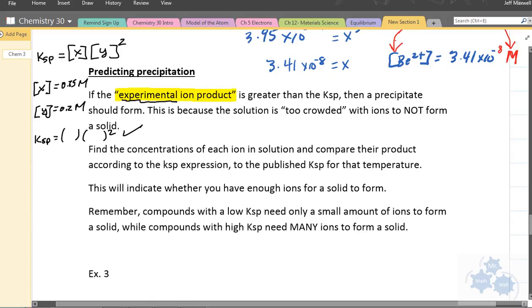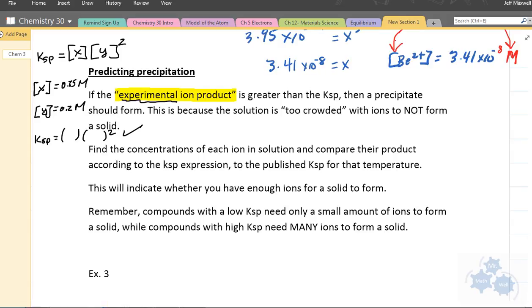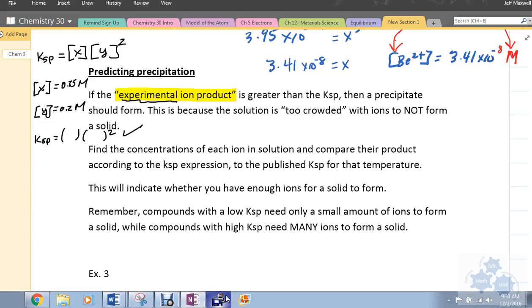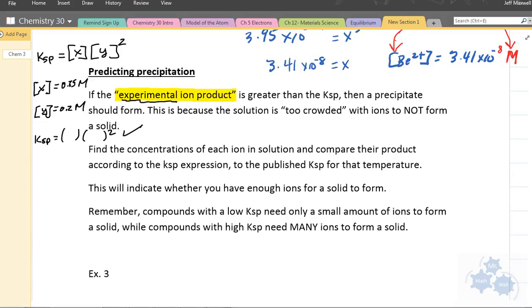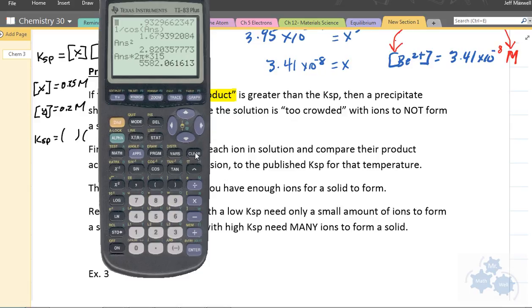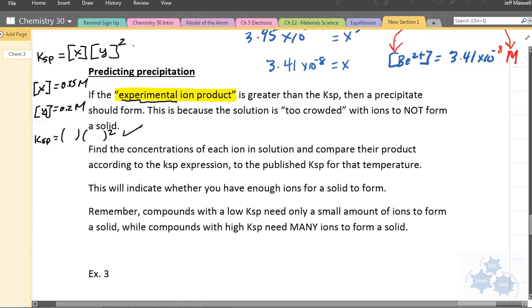Okay? And then you're asked whether a precipitate will form. Alright? So, let's do a little figuring with this example here. Okay, so the published Ksp, or accepted Ksp, we said it was 0.5 times 0.5 squared. That was our little example. So 0.125. So the Ksp at this temperature is 0.125.